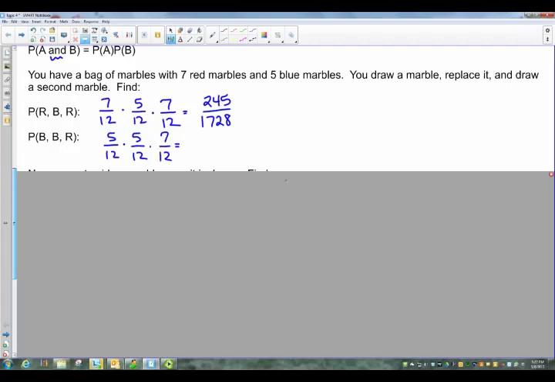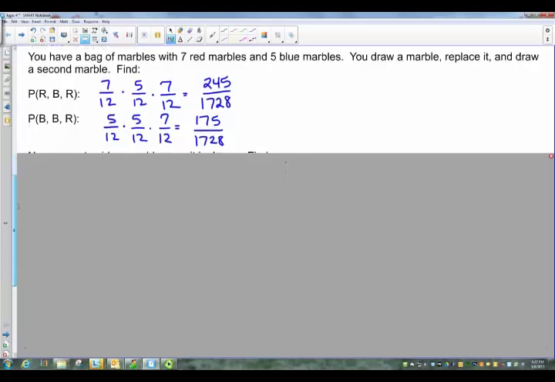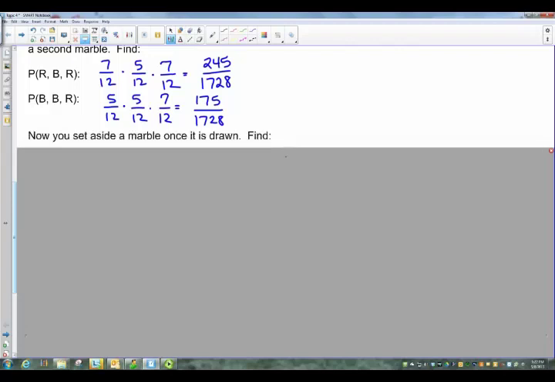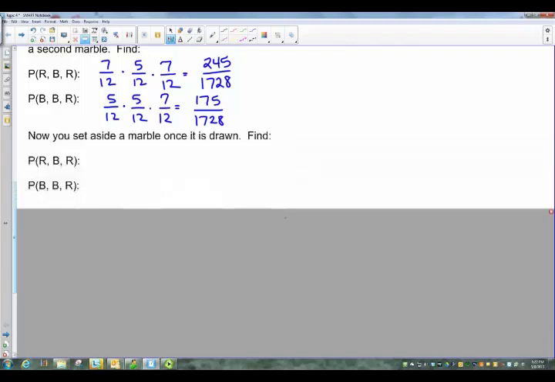And then you just multiply. So 5 times 5 times 7 is 175. Our denominator is still 1728. And there's your final answer. Okay, so when you're not replacing something, you keep the total sample space, that number of outcomes that are possible, the same.